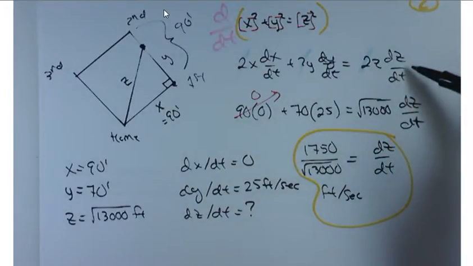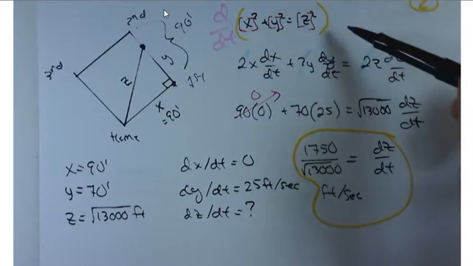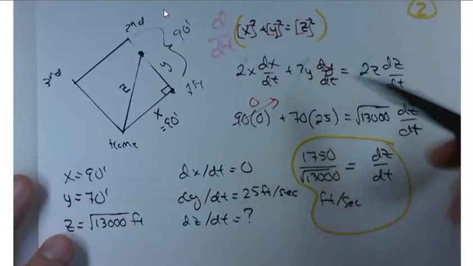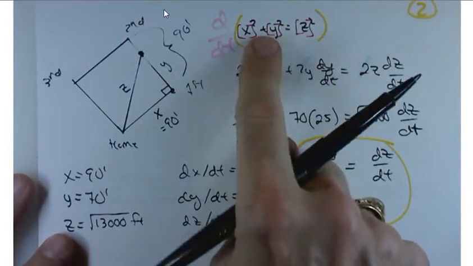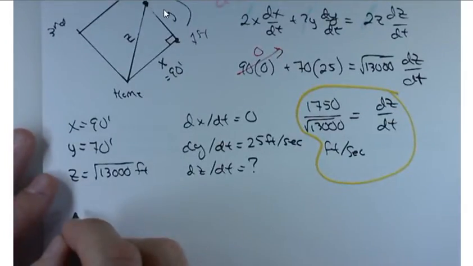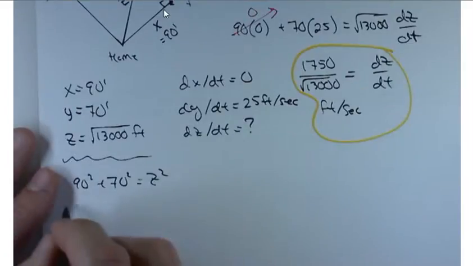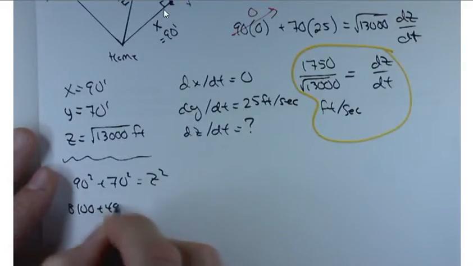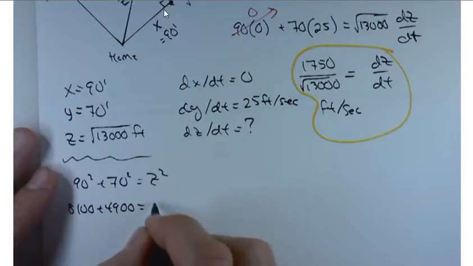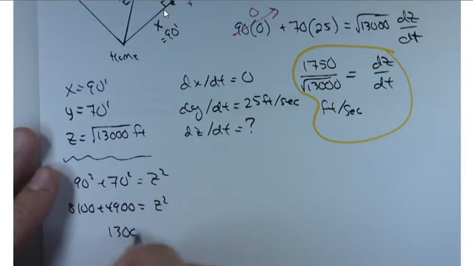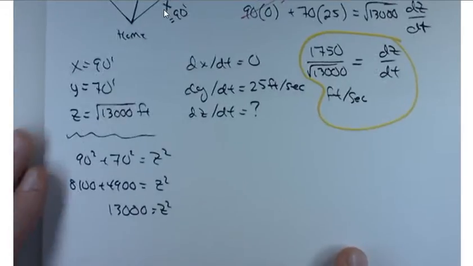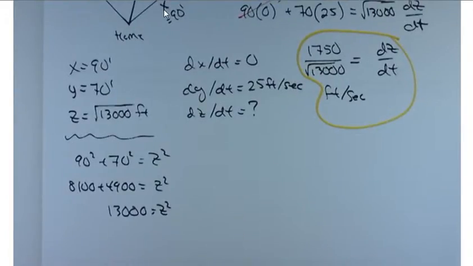This one? The Pythagorean theorem? We used the Pythagorean theorem to figure out what z was equal to. I didn't actually show that work, but if you do carry out that work, it's 90 squared plus 70 squared equals z squared. So 8100 plus 4900 equals z squared. 13,000 equals z squared, so z is going to be the positive square root of that. There is a negative square root, but we're not going to use that for length.